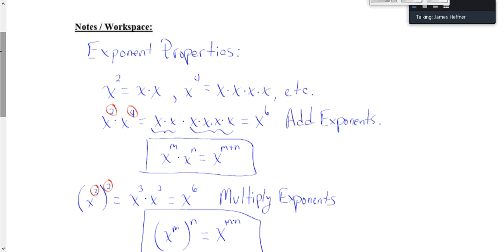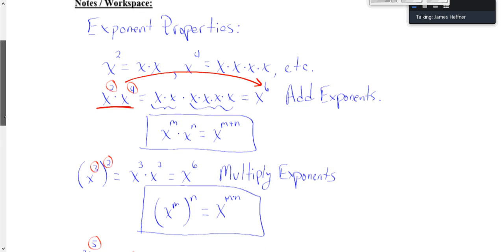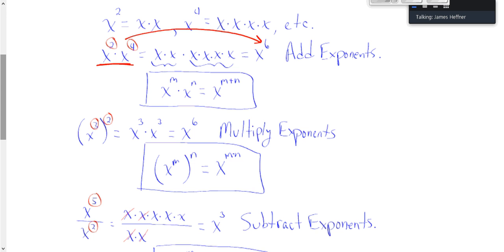But if I multiply x squared times x to the fourth, what do I effectively do with those exponents? Add them. Add them up, right? Okay. But so that's a power times a power, right? But if I go down here and I have a power to a power, right? I'm effectively doing what with those exponents? Multiplying. Yep.